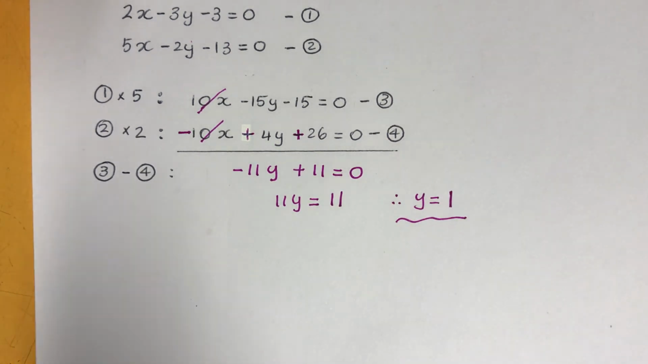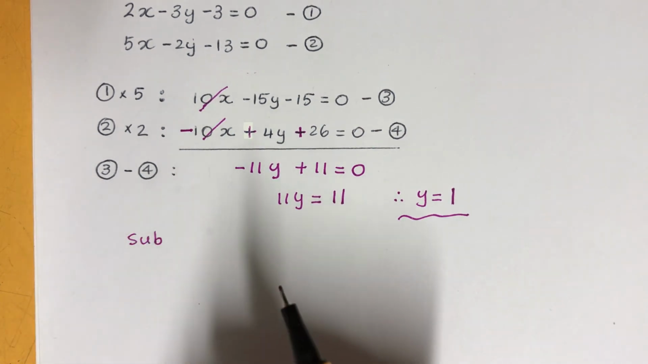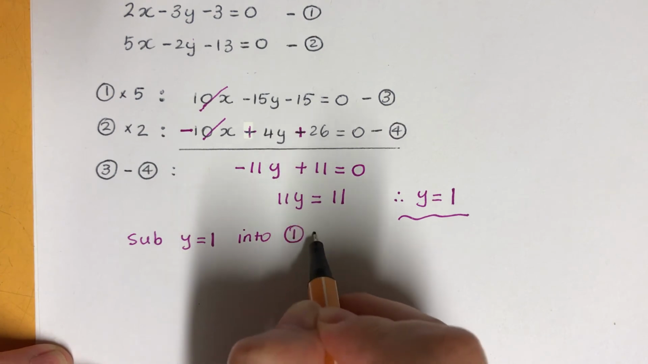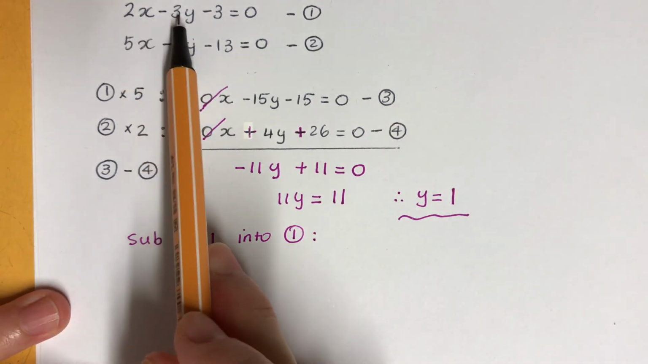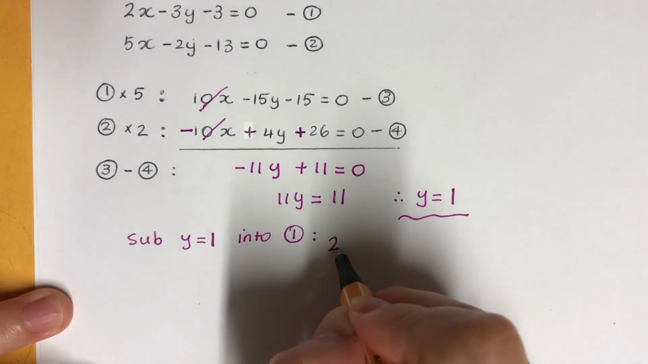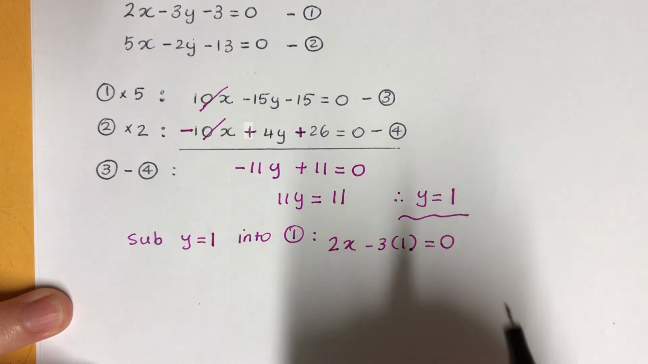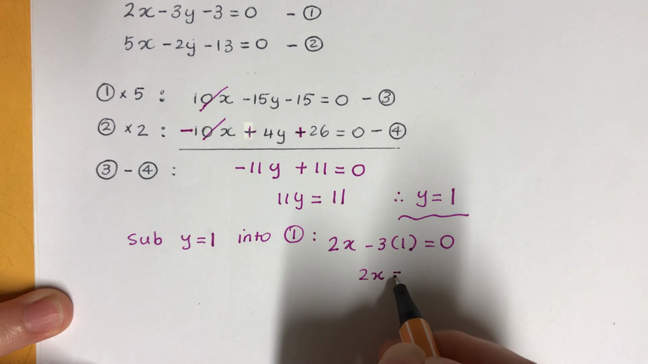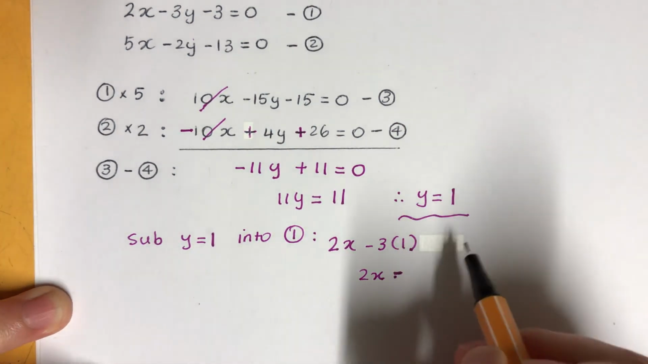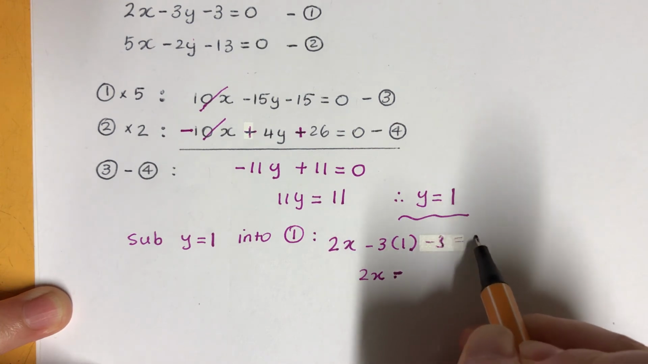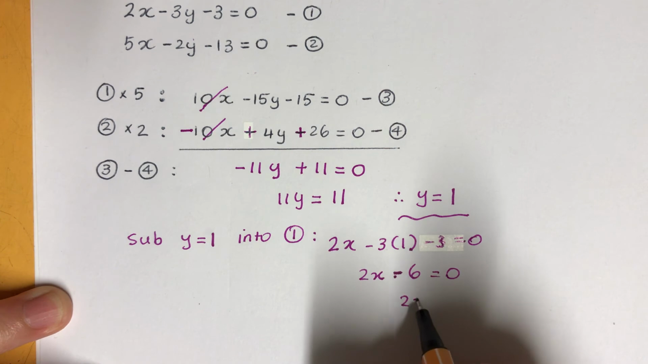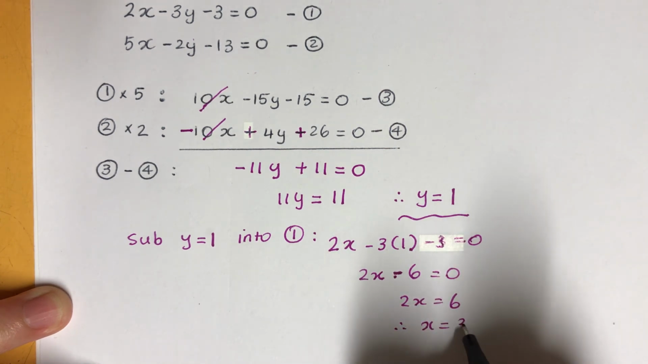Okay, now what I'm going to do here is substitute this y value, y equals 1, into equation 1. You can see it right there: 2x minus 3y minus 3 equals 0. I numbered it 1. So I'm going to substitute y equals 1 into there. So that becomes 2x minus 3 times 1, oh sorry, I forgot about the minus 3 there. So I'm going to minus 3 equals 0. Yep, that's better. And then if I do the minus 3 minus 3, it's a minus 6 equals 0. 2x equals 6. Therefore, x equals 3.